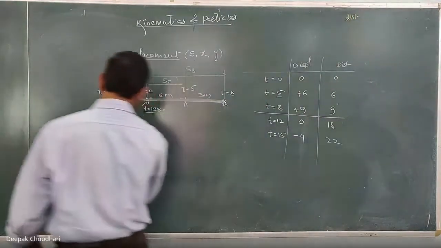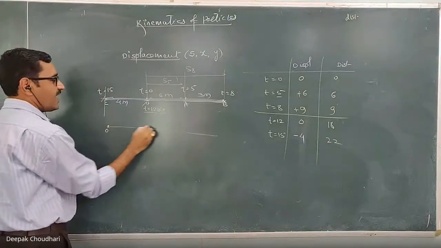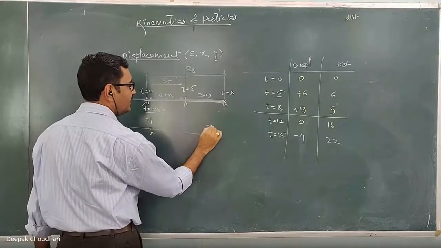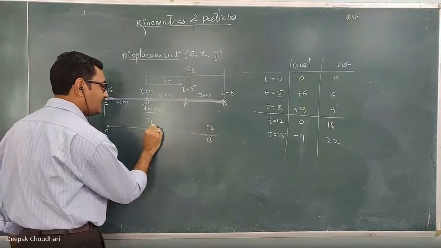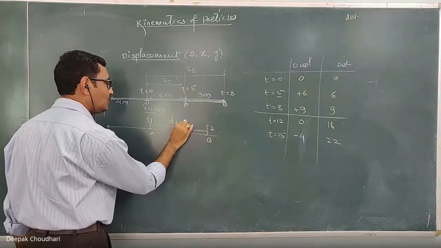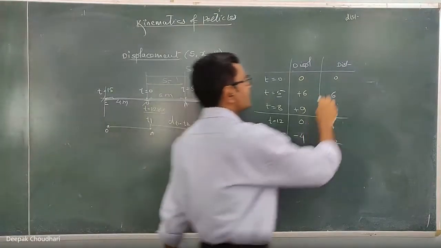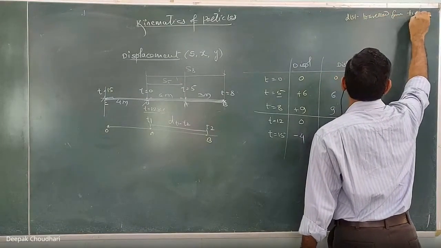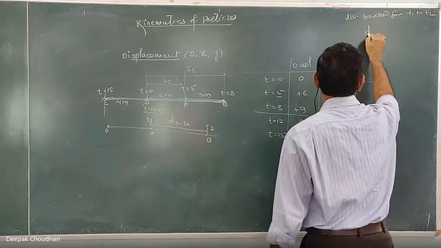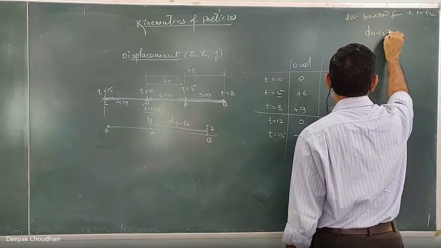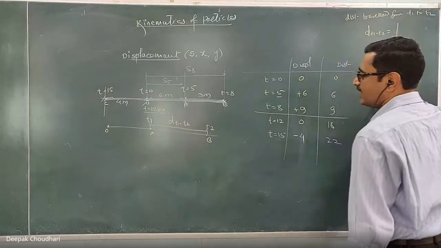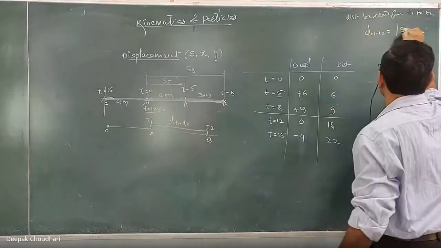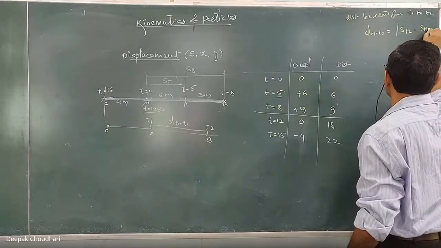Suppose one particle starts from origin, and let A is the position of a particle at any time t1 and B is the position at any time t2. And if it is asked to calculate the distance traveled by the particle from t1 to t2, how can you calculate that? This distance traveled from t1 to t2 is equal to mod of displacement at t2 minus displacement at t1.